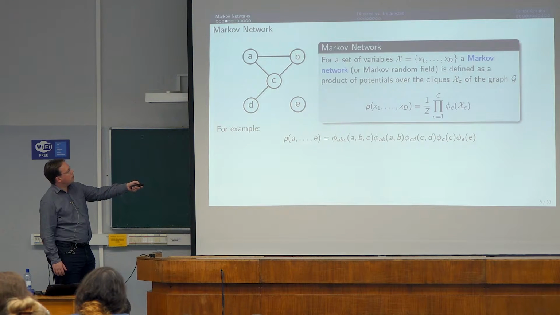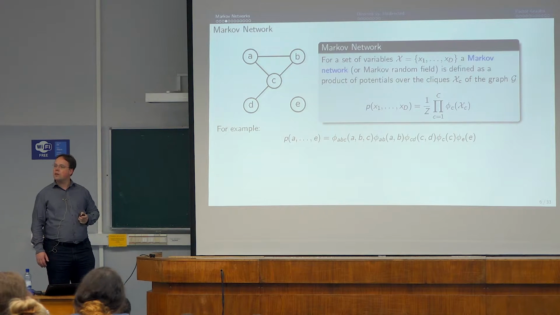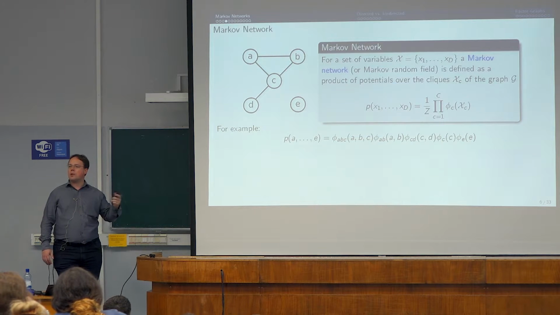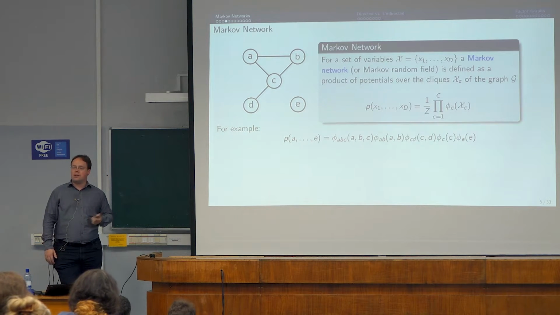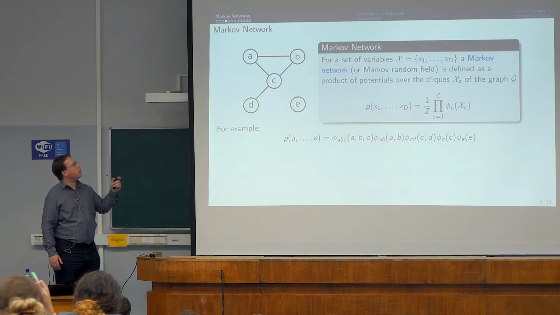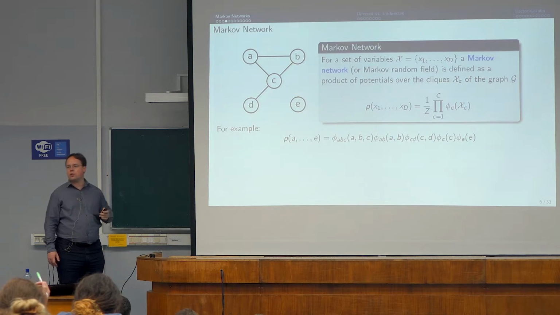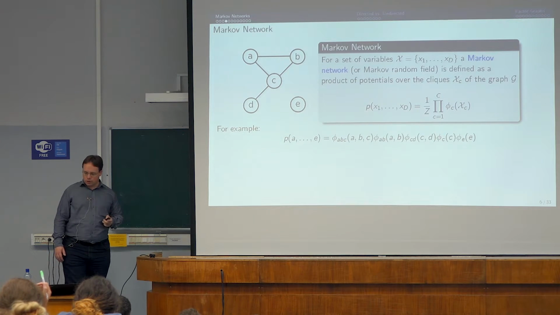Actually, it shouldn't be equal, it should be proportional. Sorry. It's not that every clique has to appear. It's just that the ones that do appear have to be cliques. So, if you want, you can define a function on AB that is always constant 1 and multiply it in, but that sounds like overhead, right? So, yes, the criterion is that it has to be a product of potentials over the cliques, but not all of the cliques have to show up, because you can always add constant 1 functions if you want.